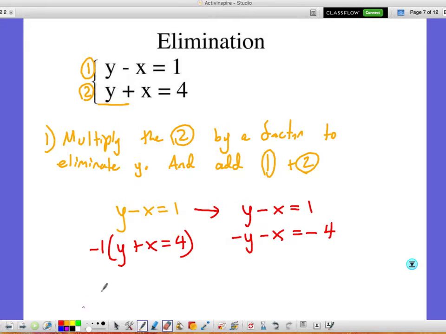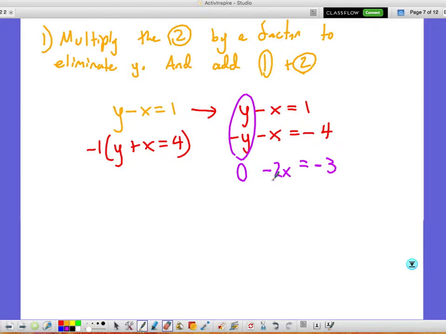Alright. Now, when I add these together, that's going to give me 0, which is what I wanted. And then we have negative x minus x, that gives me negative 2x. And then we have 1 minus 3, which gives me negative 3. Okay, now we can go ahead and solve for x. So divide by negative 2, and then we get x equals 3 over 2. Alright, there we go.